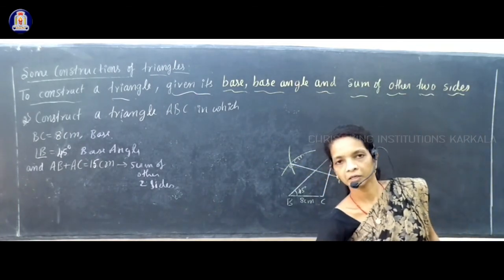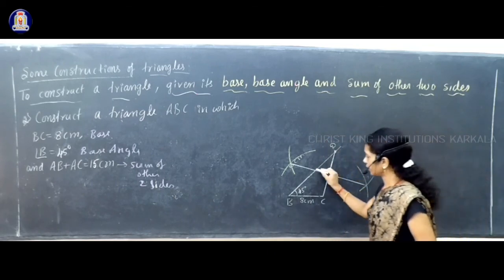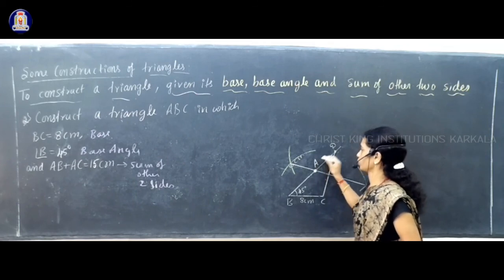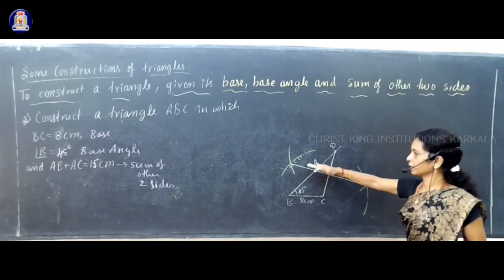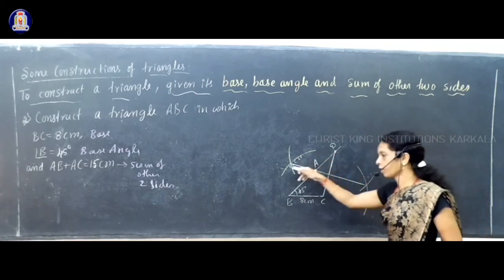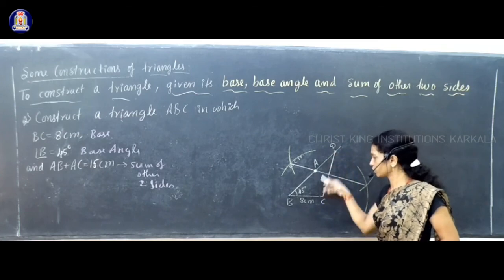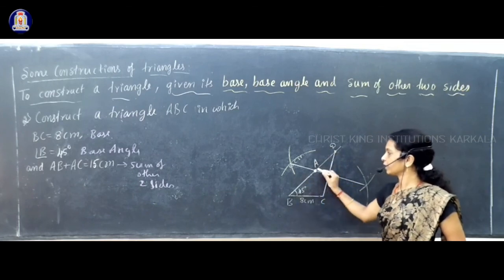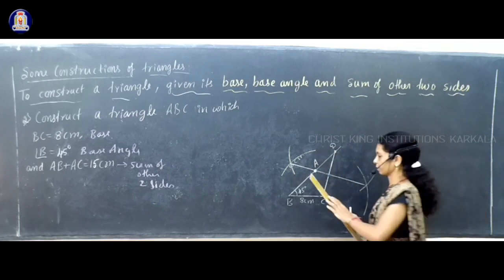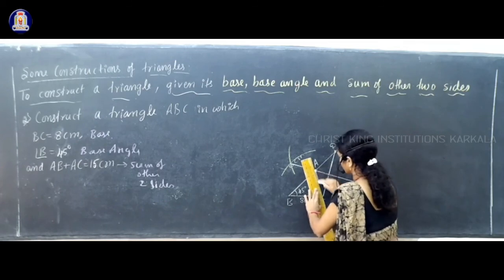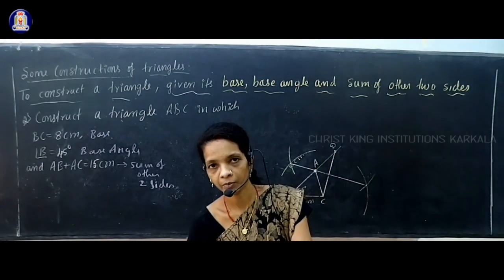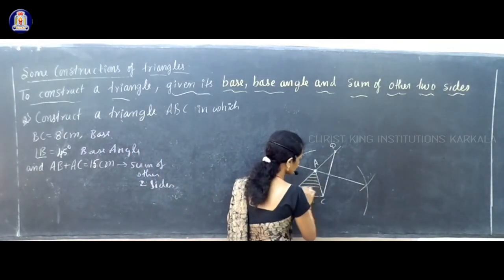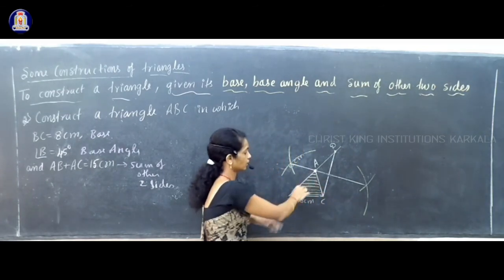After drawing the perpendicular bisector of CD, the point where it intersects line BD, you have to take as A. You know how to construct a perpendicular bisector of any line. Like that, construct the perpendicular bisector of line CD, and the point where it intersects this line BD, you take as A. Now you join point A with C. Now this is your triangle ABC with the base like that, base angle 45 degrees, and sum of the other two sides 15 centimeters. Okay, this is your triangle ABC.